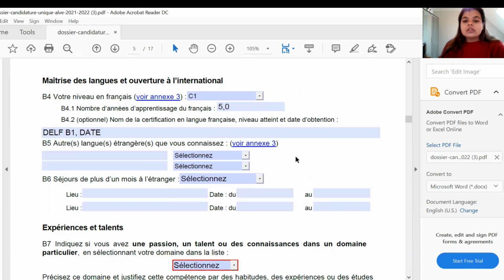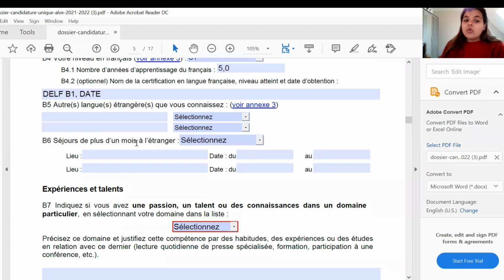Then other languages. So many people are asking me if English will be considered as another language. No, guys, because in India it's an official language. Okay, it's an administrative language, so it will not be considered. If you've learned Chinese, Japanese, Italian, or any other language, it will be considered, but not English.